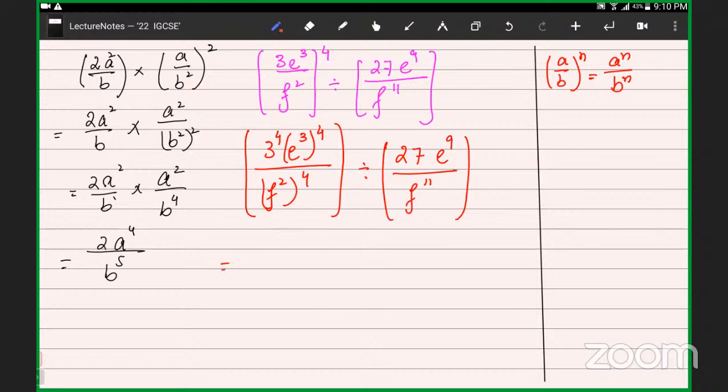Now this is 3 power 4: 3 threes are 9, 27 and 81. e raised to the power, what will it become? When we have a power m whole power n, a power over a power, what will it be? a raised to the power mn. It is always multiplied, right?